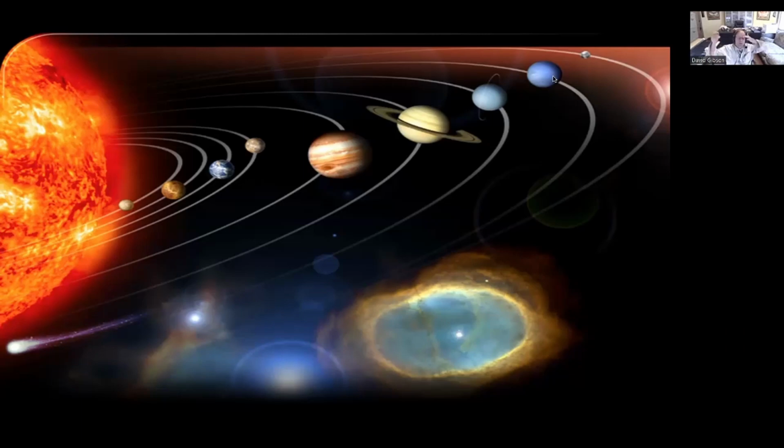Pluto is not in the harmonic structure. It's not mathematically in the structure. That's why they don't think it's a planet. They don't call it a planet. Right? So our solar system is a timbre.